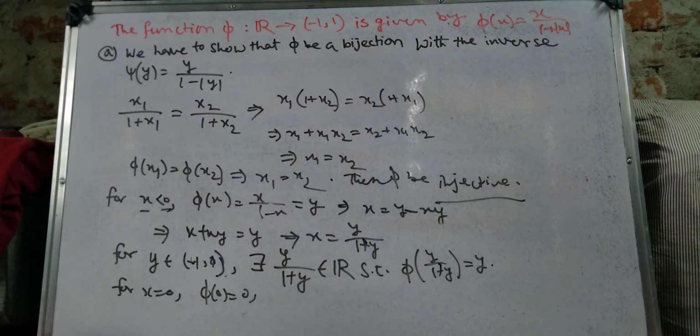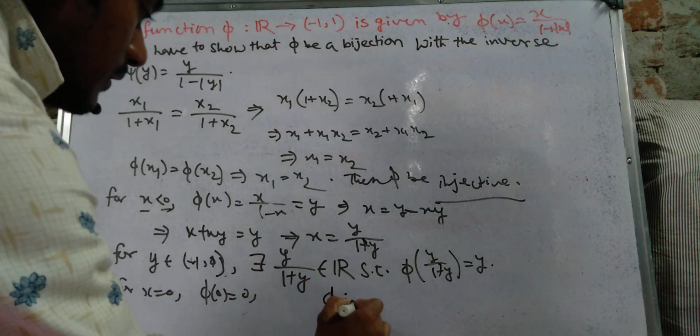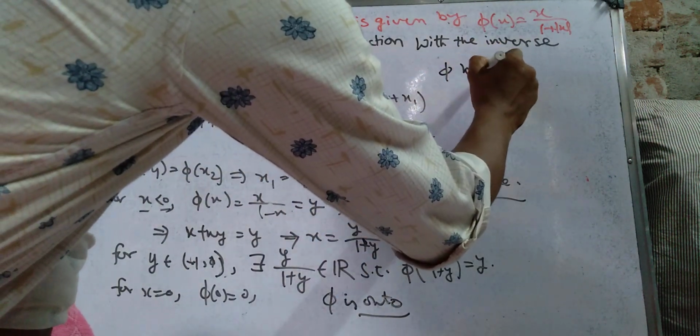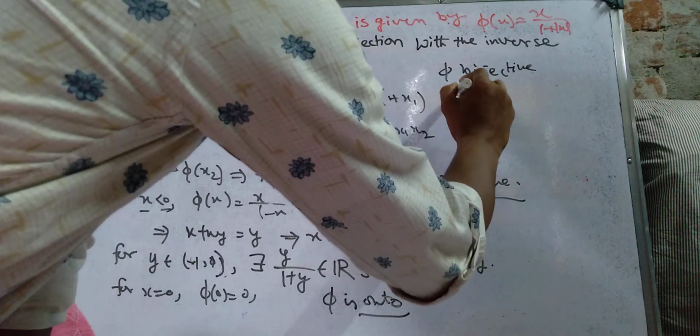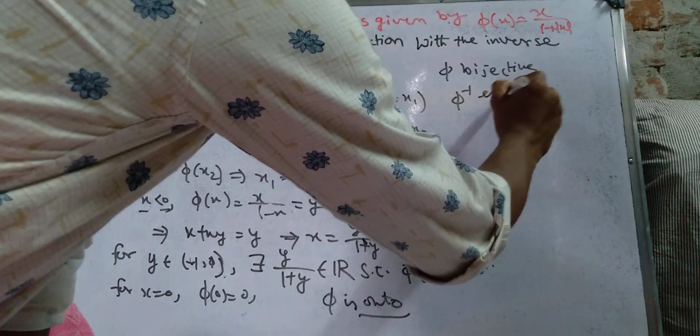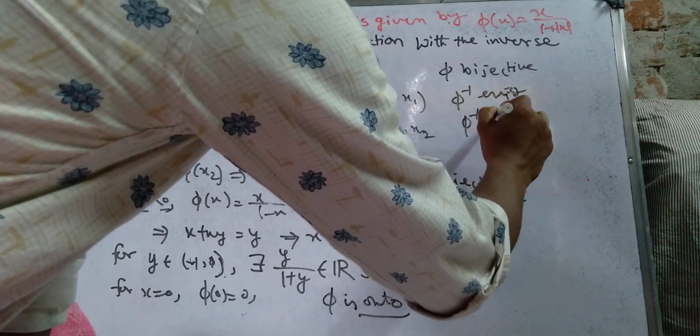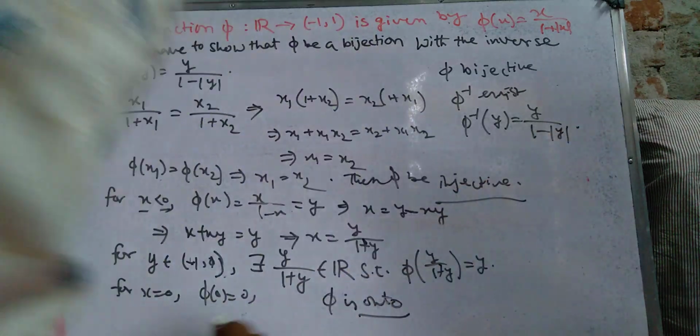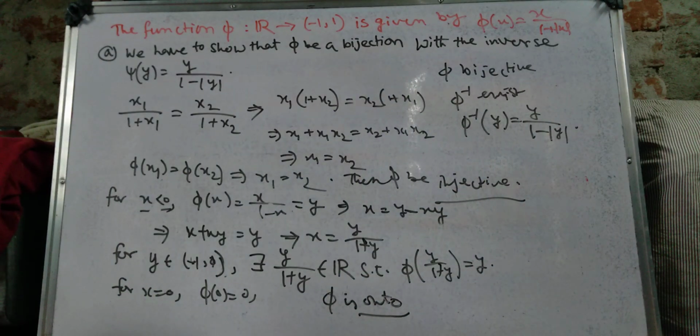Okay, so for x less than 0, this one happens. For x greater than 0, this one happens. So phi is onto, then phi is one-to-one and phi is onto, that means phi is bijective. Then phi bijective means phi inverse exists. Phi inverse exists means phi inverse of y equals y by 1 minus mod y. Okay, then this one is done.